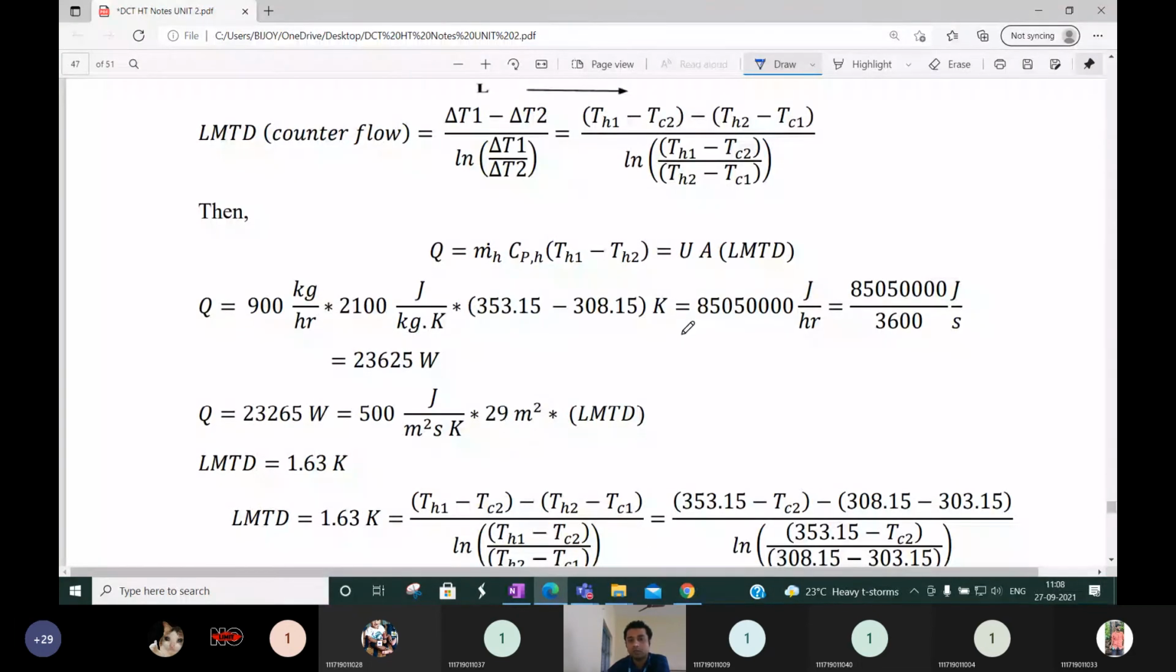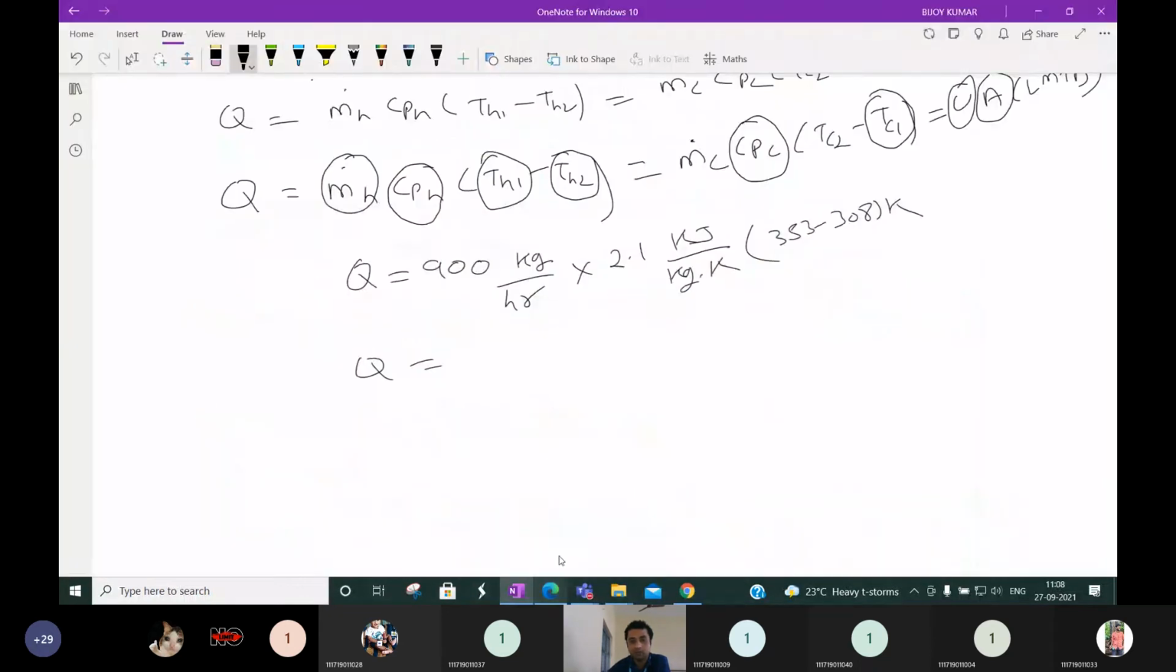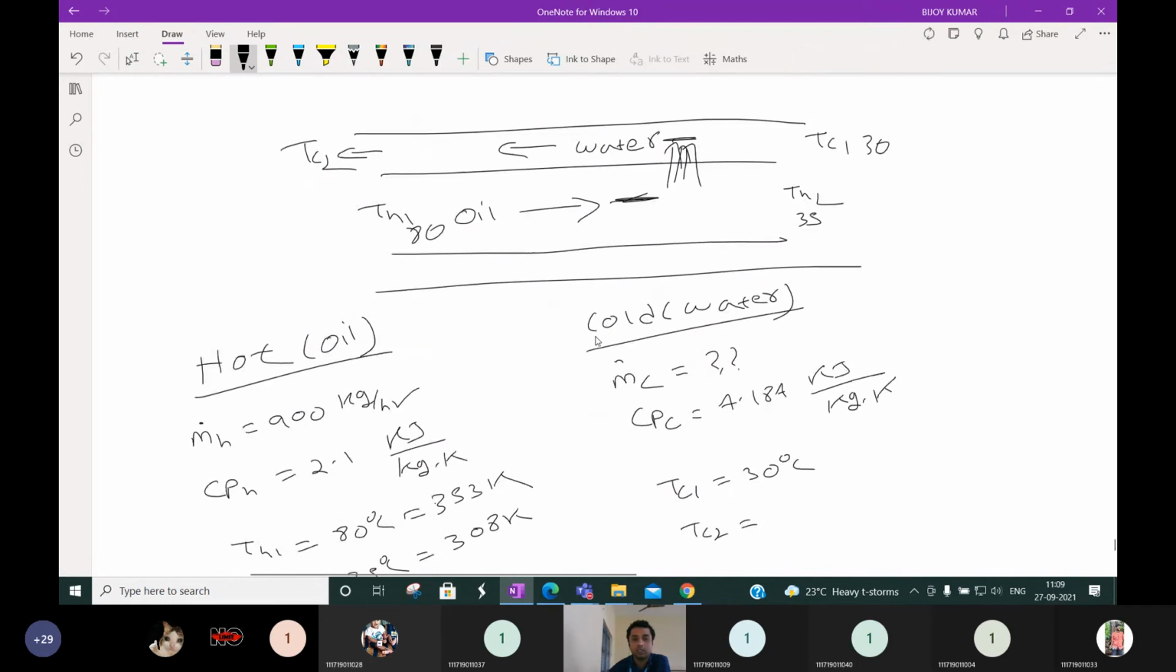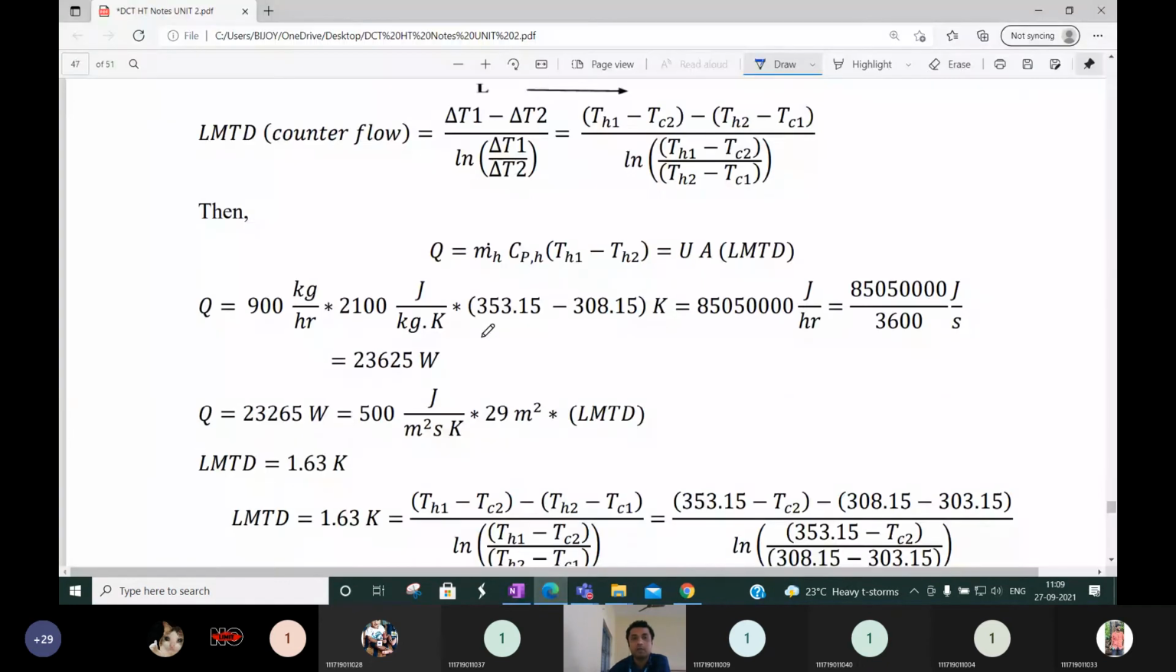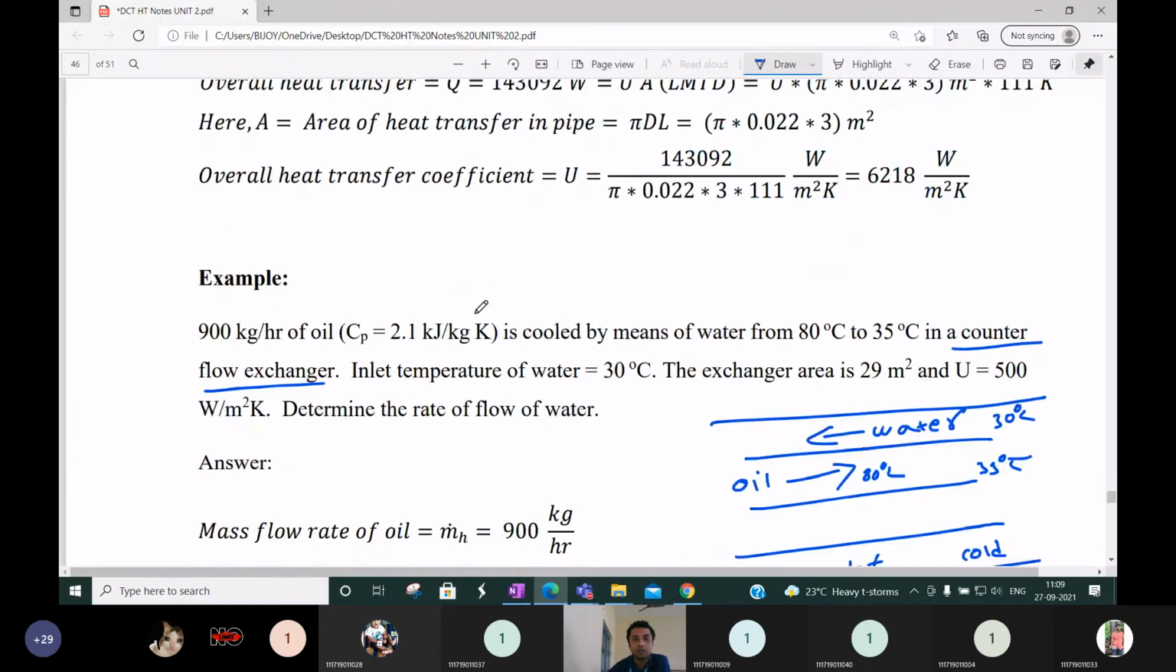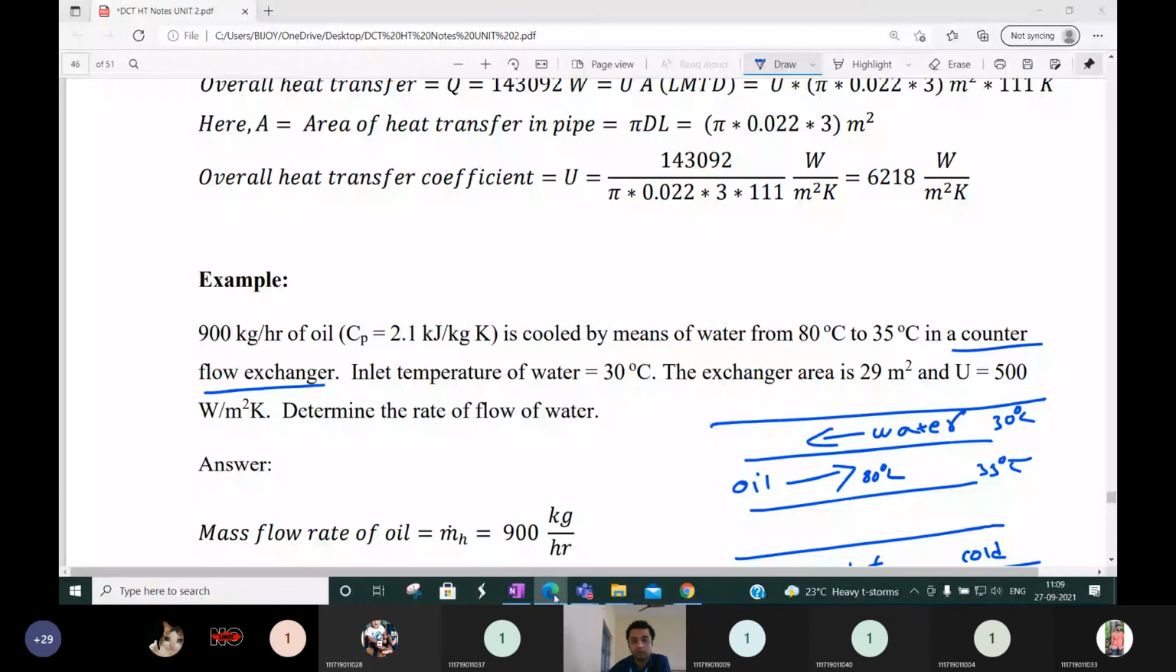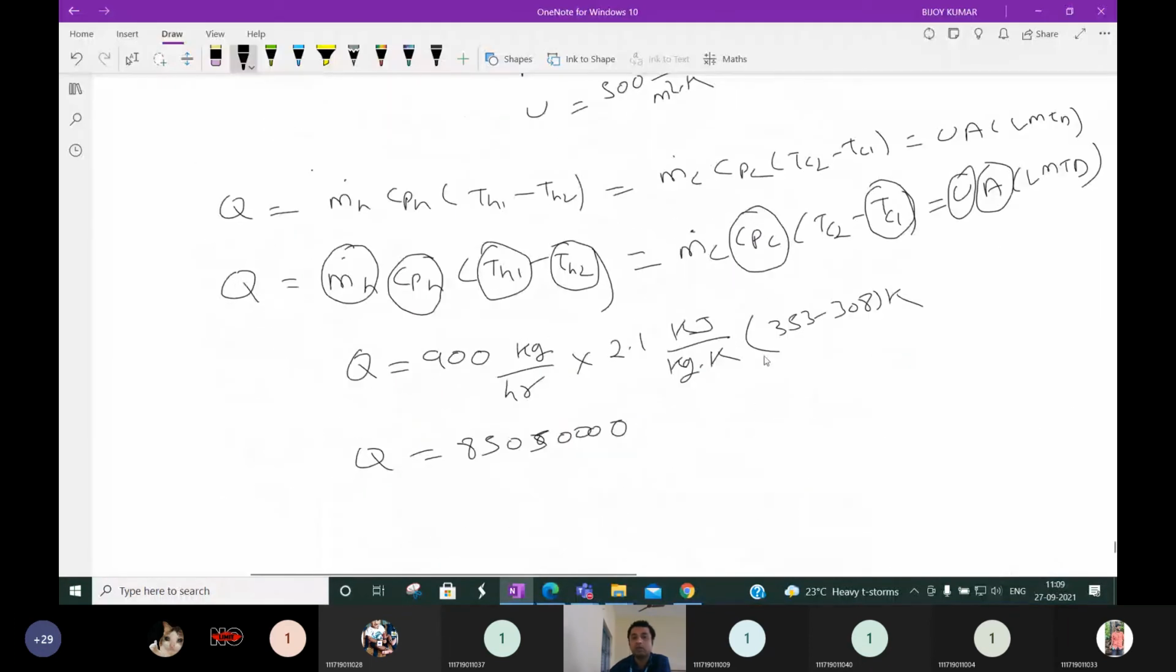It will come around 8505. Okay, just a minute. The unit of Cp, yes, is kilojoule per kg Kelvin. So what will be the unit of Q? Kg cancelled, K cancelled. So it will be kilojoule per hour.